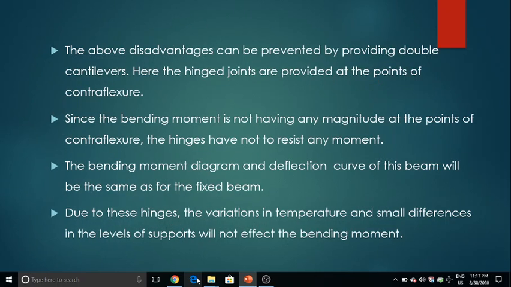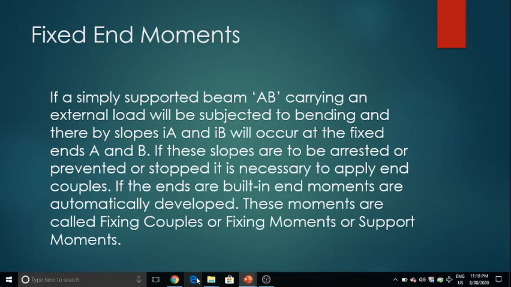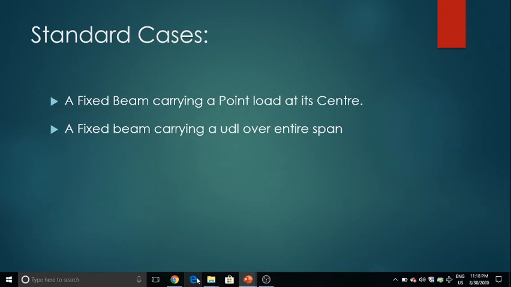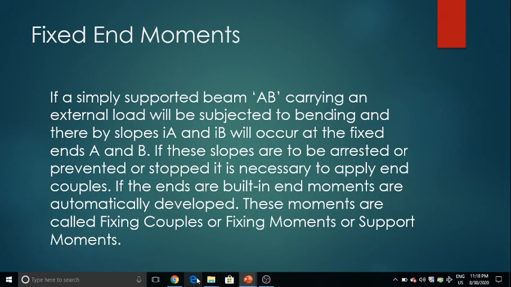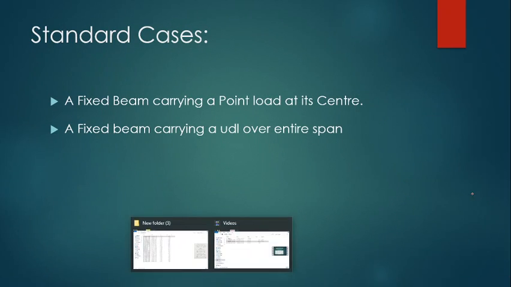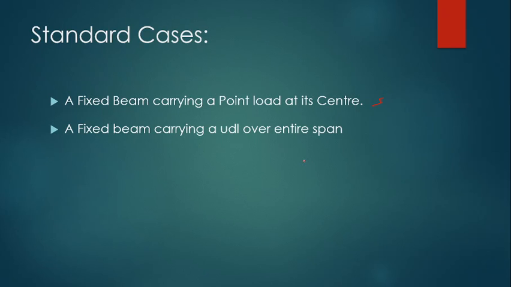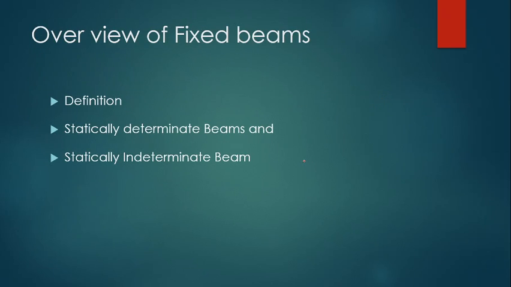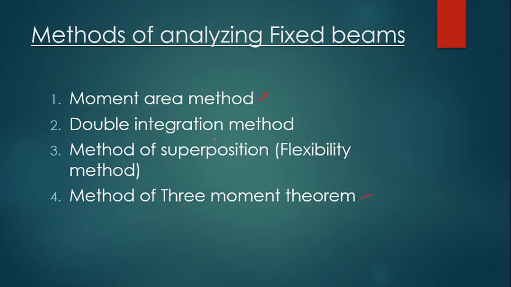But it has some disadvantages, and these disadvantages can be overcome with the introduction of hinges at the point of contraflexure. And we have discussed what the fixed end moment is, and how this is reducing deflection or making slope zero. And we have discussed the first case, simply supported beam carrying central point load. And we have also discussed statically determinate beams and statically indeterminate beams.